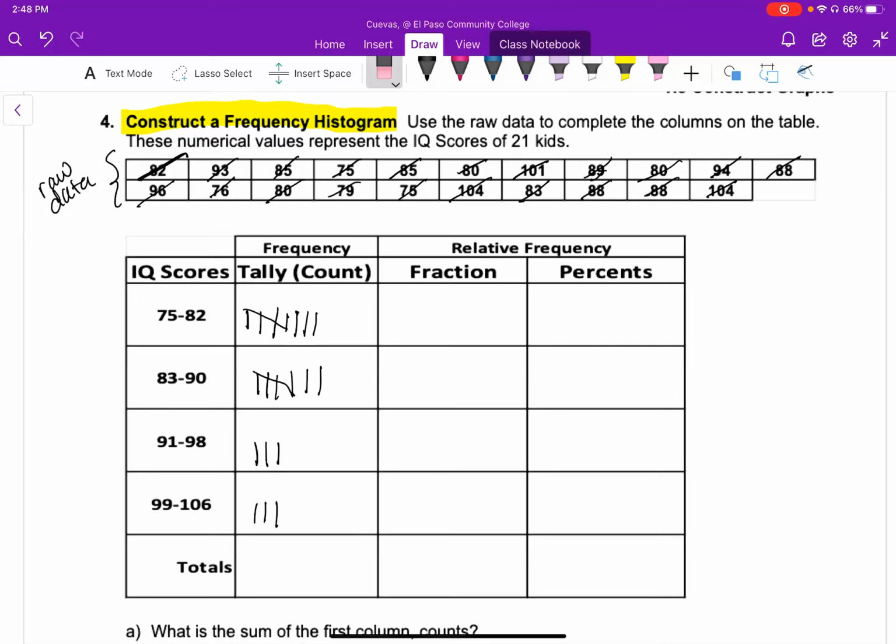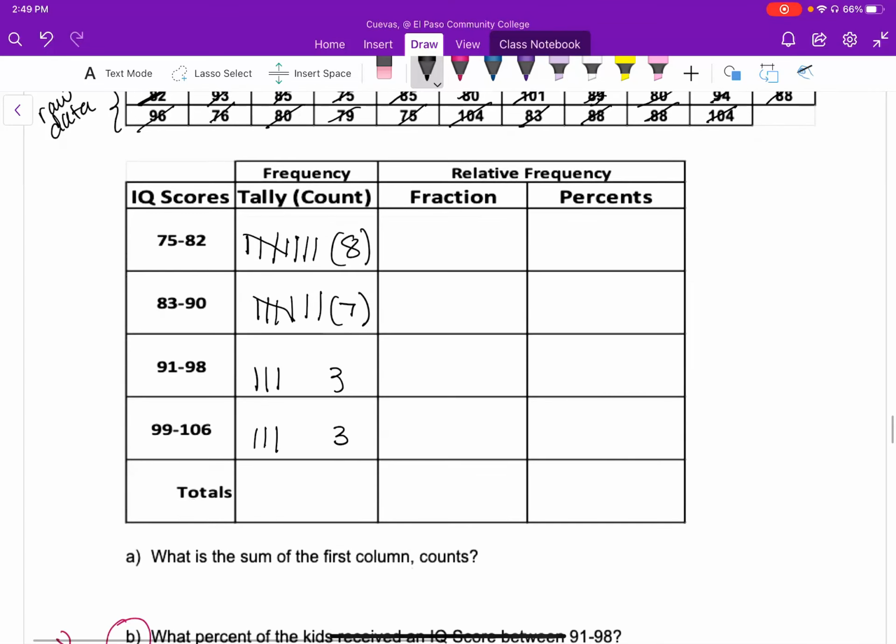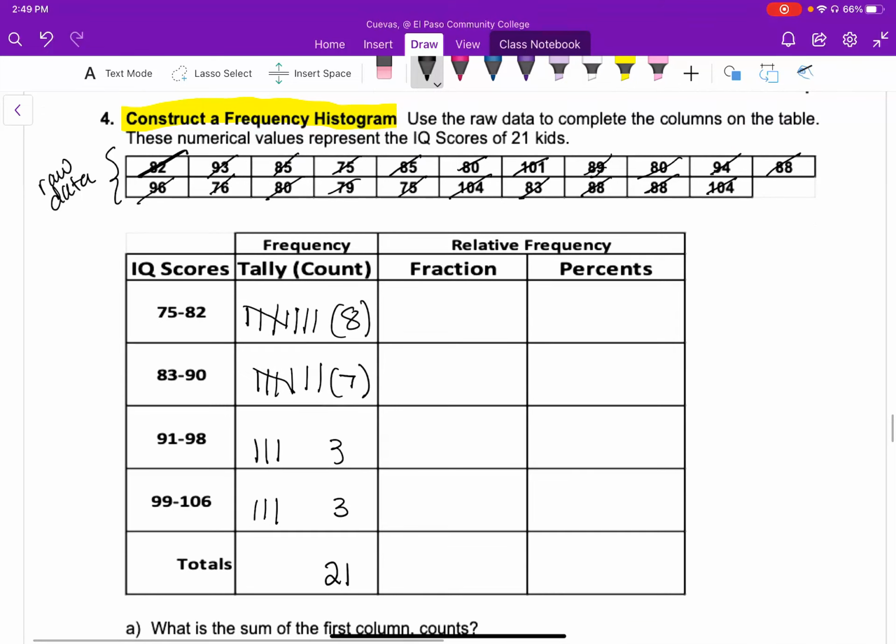and we're done. There's several ways that I'm going to check that I am correct, okay? Let's count the tallies. So in this first box from 75 to 82, I have 5, 6, 7, 8. In this next bin, I have 5, 6, 7, 3, and 3. So my total, by looking at my own counts, I have 8 plus 7 is 15, plus 3 is 18, plus 3 is 21.